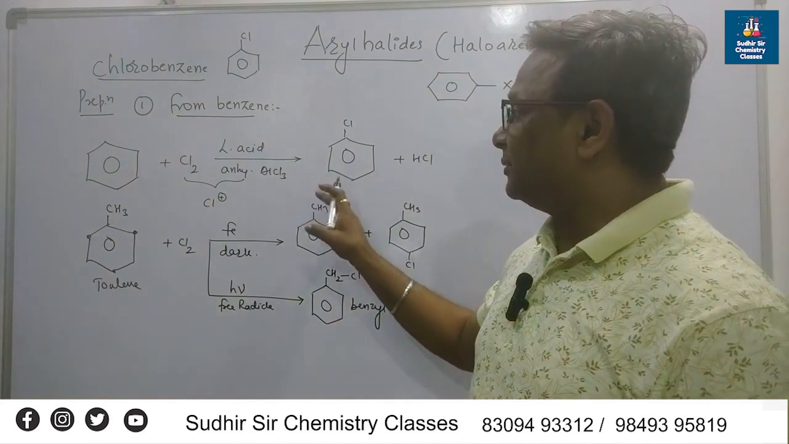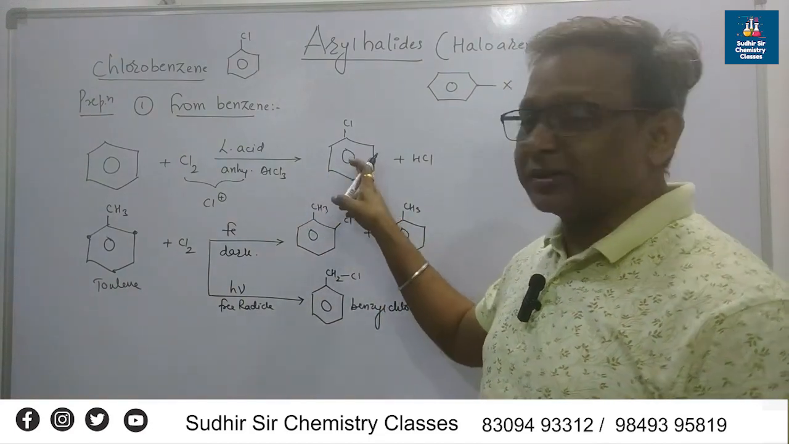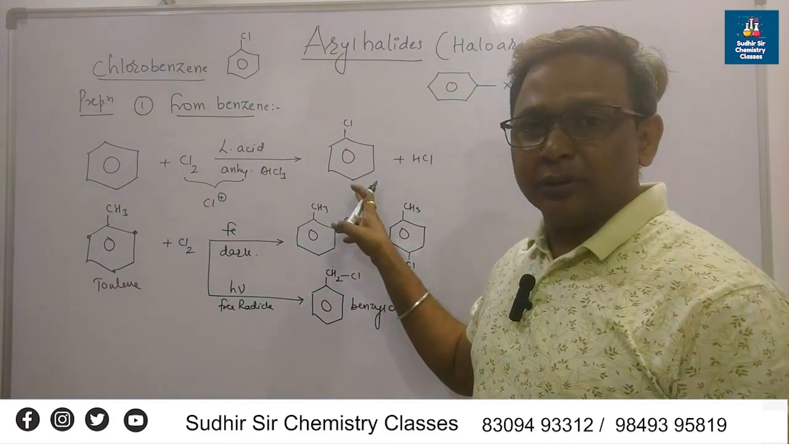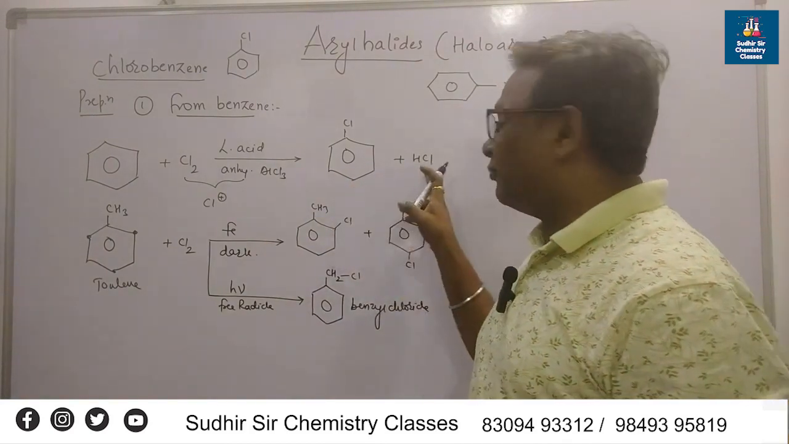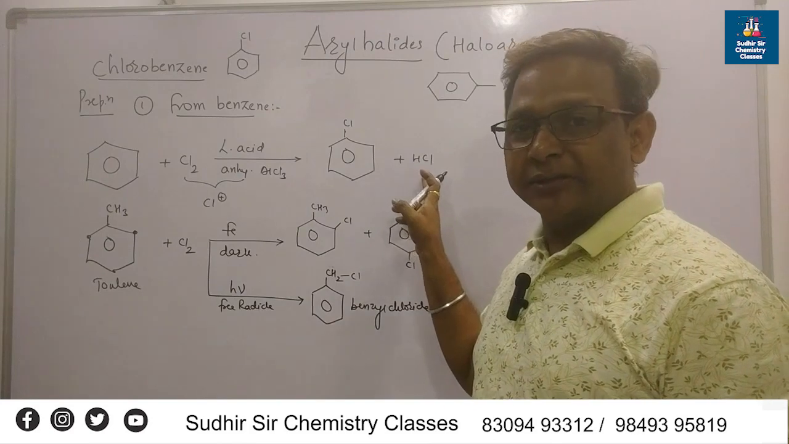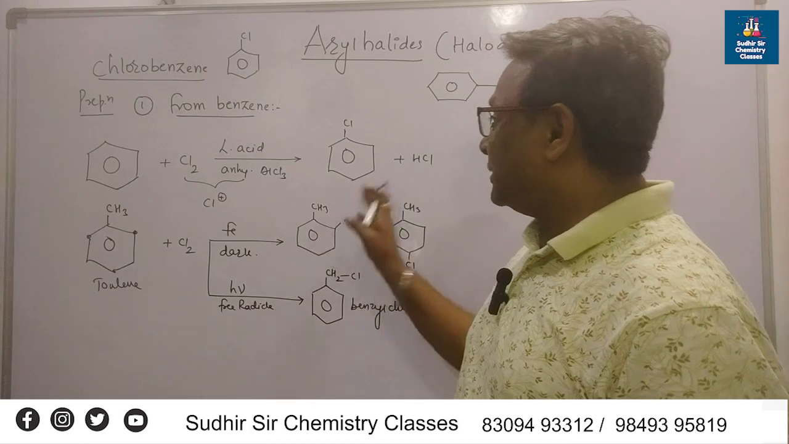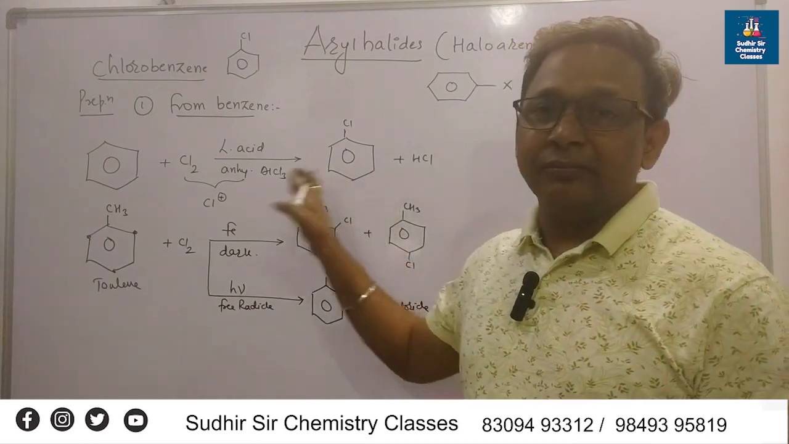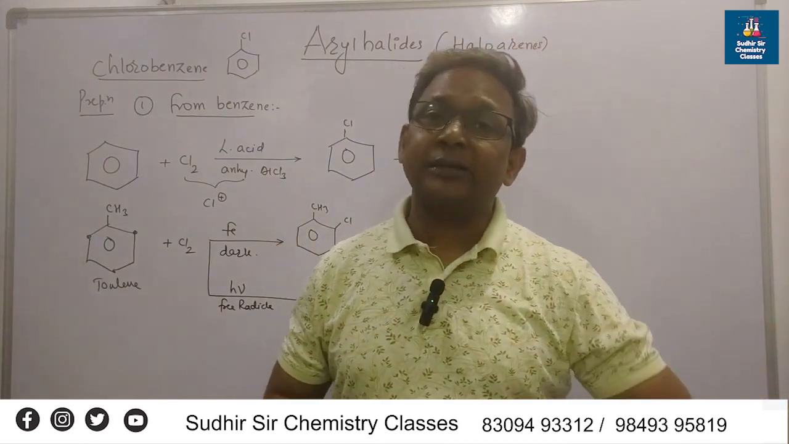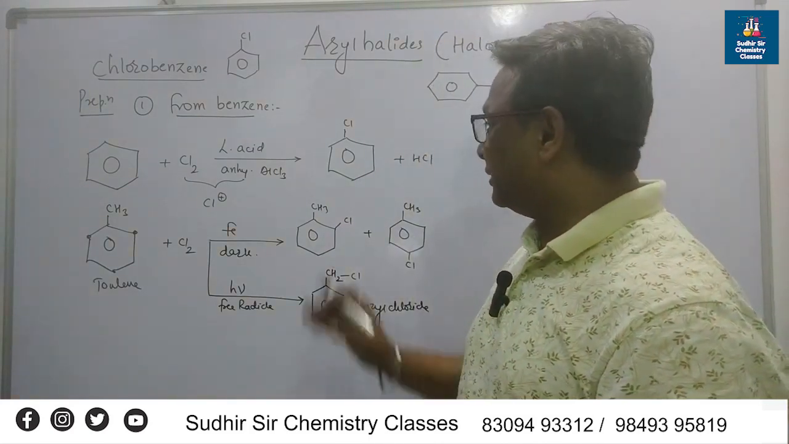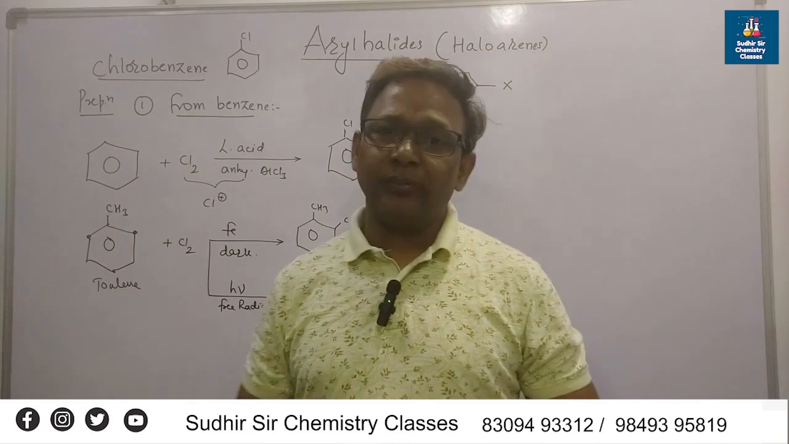So by this method we are easily able to prepare chlorobenzene and bromobenzene. Iodobenzene cannot be prepared because during its preparation it forms HI, which acts as a reducing agent and makes the reaction go in the backward direction. Fluorobenzene cannot be prepared because of the explosive nature and high reactivity of fluorine.